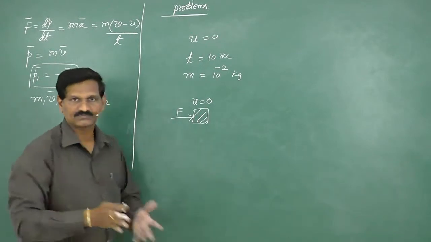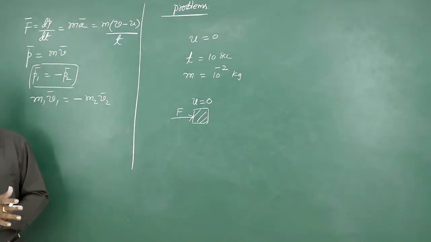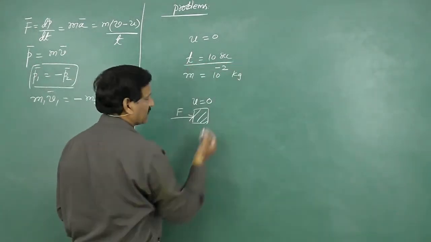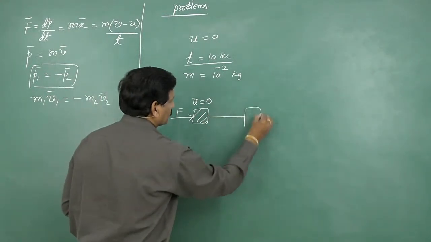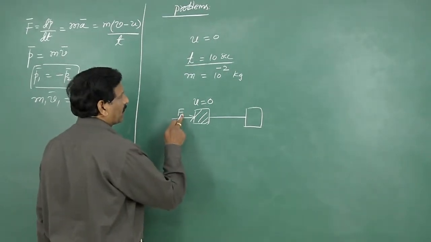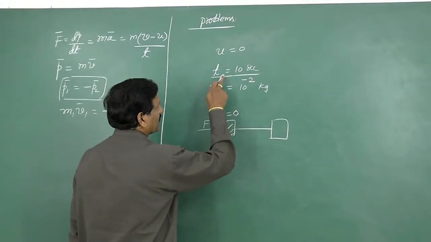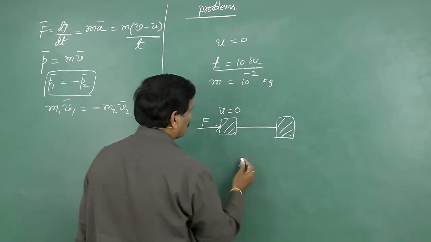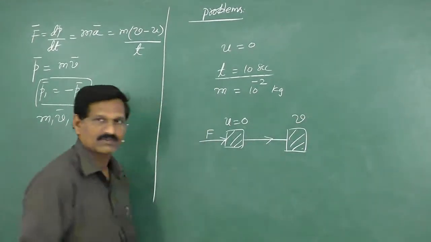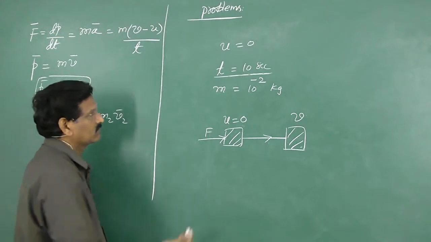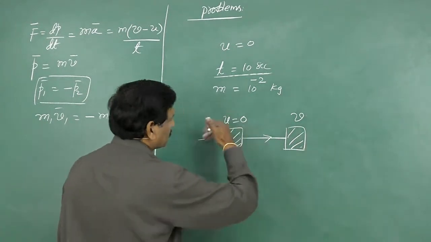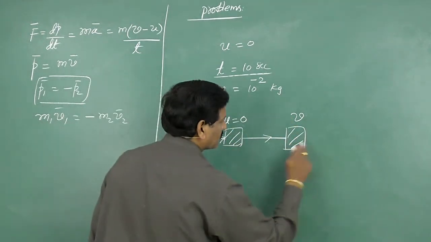Because of this force, some velocity or some momentum takes place, and after 10 seconds, the force ceases to act. That means the force becomes 0. So, this force is acting on the body for a time of 10 seconds. Initially velocity is 0. After 10 seconds, its velocity will be some, say, v. So, it acquires some velocity during 10 seconds because of the application of the force F. And after that, the force ceases to act. That means there is no force acting on this body after 10 seconds.